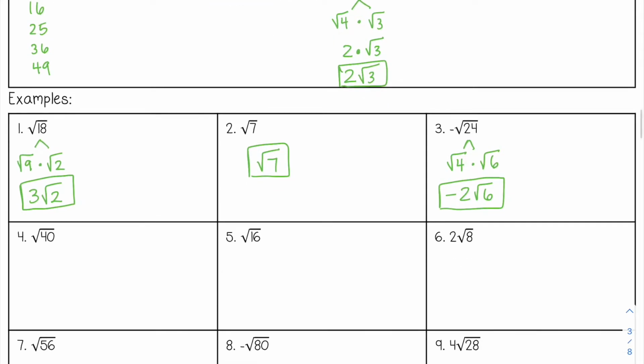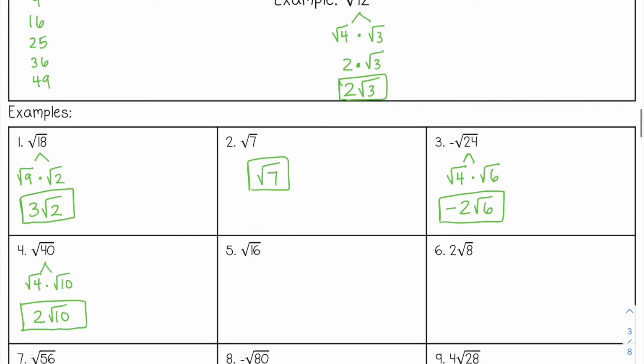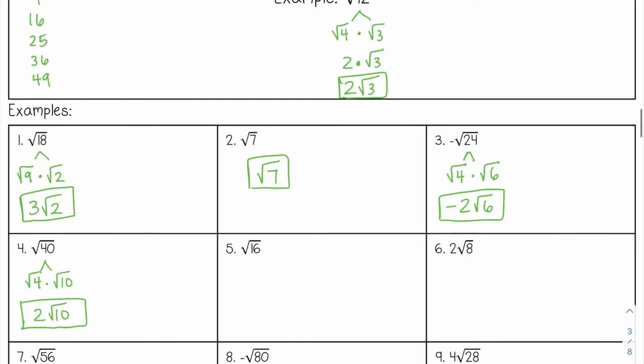All right, the next one, the square root of 40. So let's see, the biggest perfect square that will divide evenly into 40, that's going to be 4. So the square root of 4 times the square root of 10, because 4 times 10 is 40. So that's going to give me 2 on the square root of 10 as my simplified answer. All right, number 5. Well, actually 16 is a perfect square. So if I want to simplify the square root of 16, I just take the square root, and that is 4.